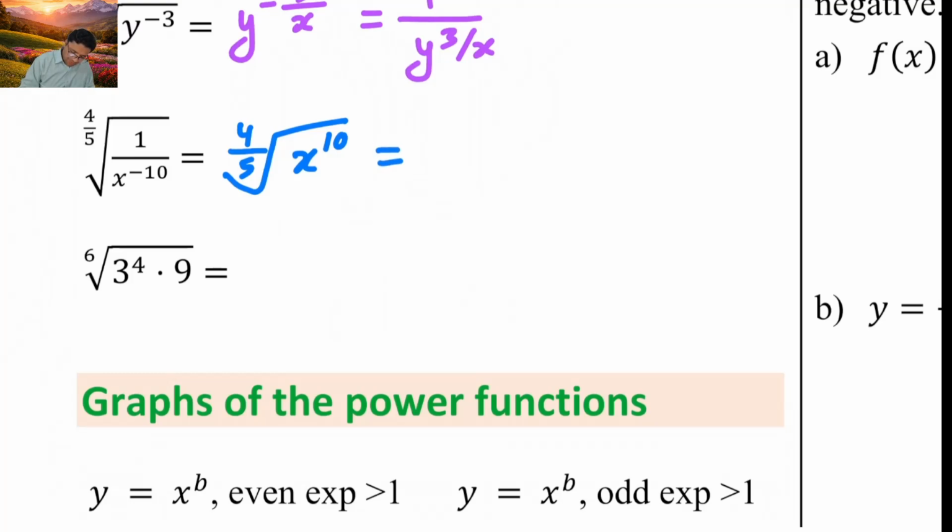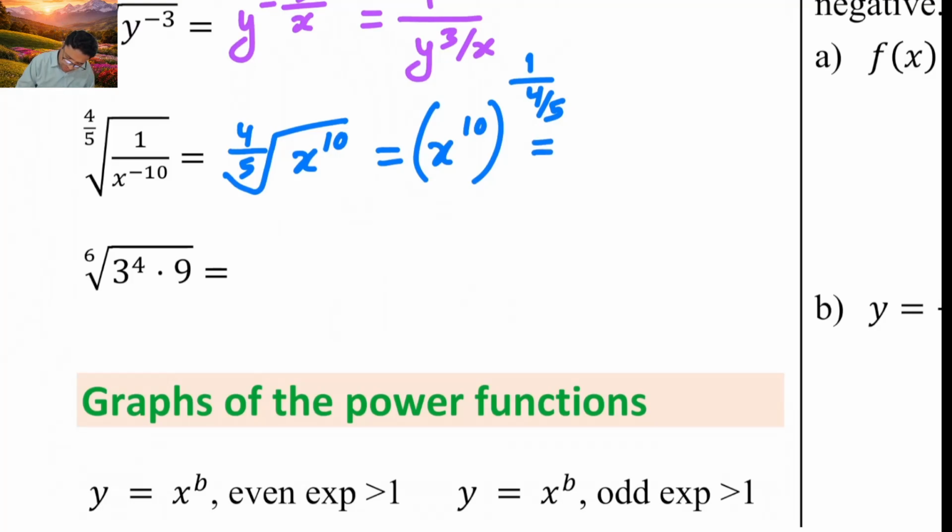What else can I do now? I have the 4/5 root. So I can write it as x to the 10 whole raised to 1 over 4/5, right? That is the meaning of nth root. Nth root is that quantity raised to the power 1 over n.